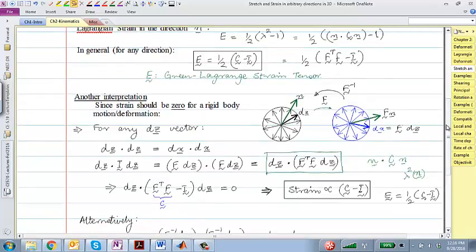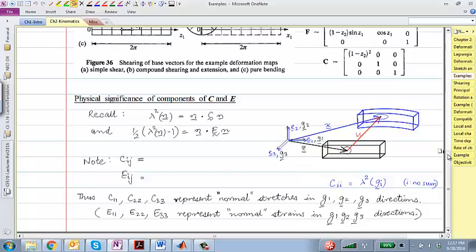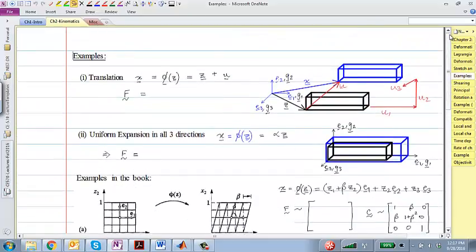Okay, so that takes us overall from a map phi. If I give you a body and a map, from that map you can calculate the F tensor field. From that F tensor field you can calculate the C tensor field by doing F transpose F. From that C you can calculate the strain tensor field E. So that's the overall flow of how you would do these kinematic computations. Let's take a look at some examples.